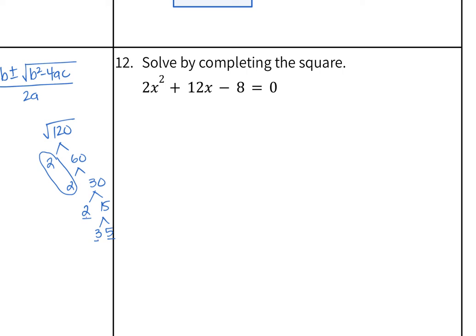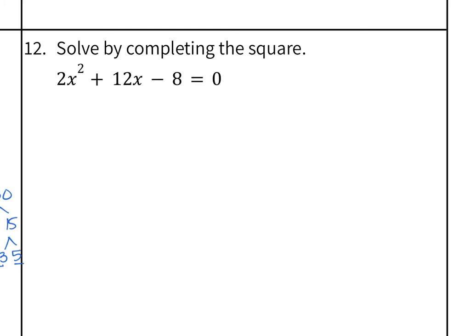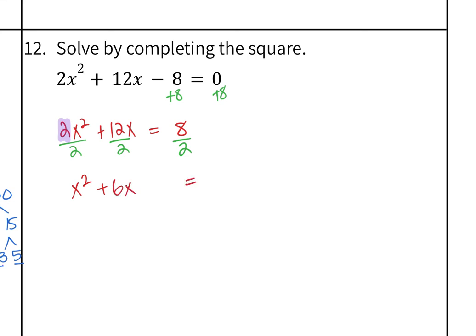Okay, and last one. Solve by completing the square. When you complete the square, this one is unique in that I don't want it to equal 0. I want it to equal the constant. So we're going to move that over: 2x squared plus 12x is equal to positive 8. The other thing about completing the square is that we do not like it when there is a number out front. So we're going to divide everything by whatever that number happens to be. For us here, it's a 2. So that gives me x squared plus 6x, and I'm going to leave some space because we're going to put something there, equals 4.